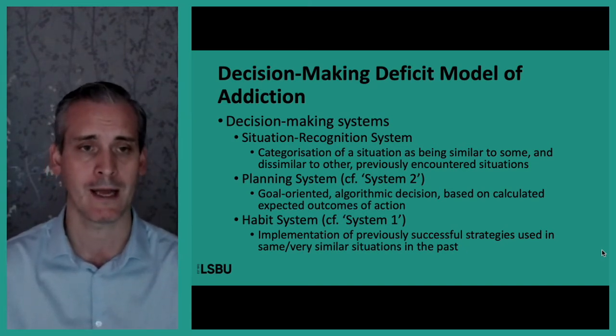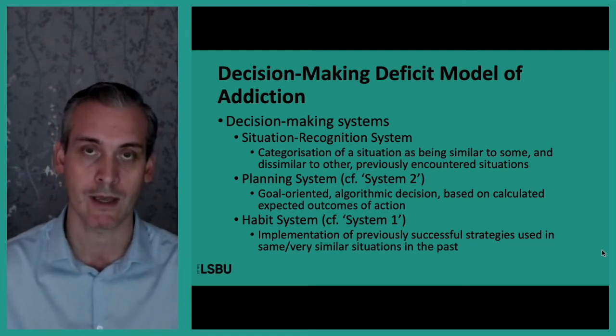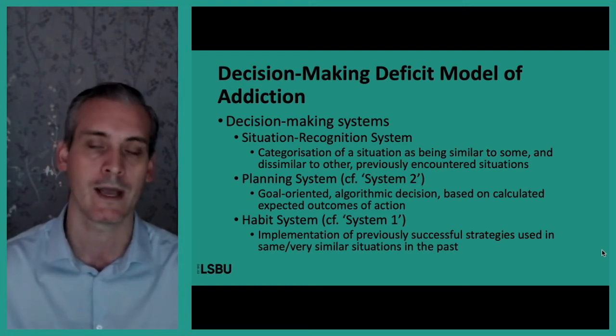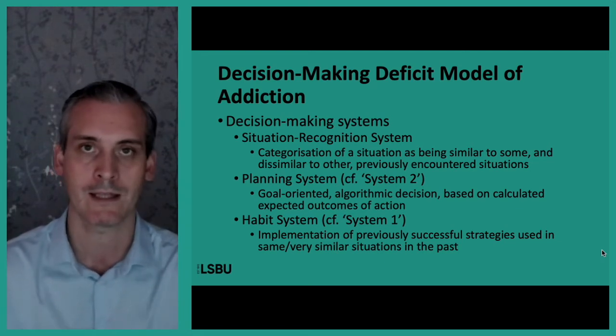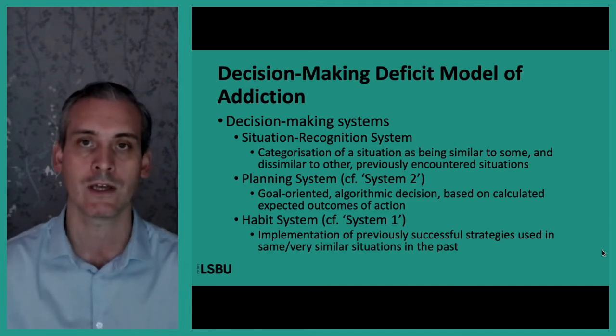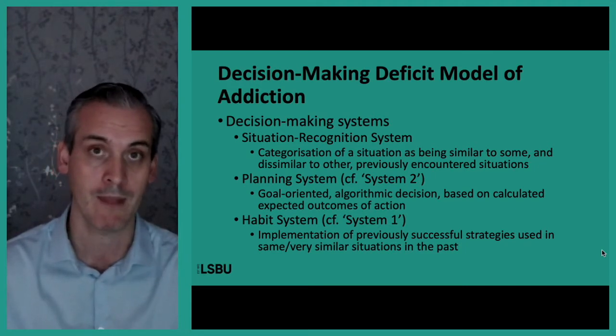The important thing to know about the planning system is it's goal-oriented. It's based on algorithmic decision-making. So when you're using your planning system, you're making decisions based upon information, weighing up pros and cons and so on and so forth, based on a calculated expected outcome. So if you make a decision using the planning system, then you're engaging in an effortful form of conscious thinking where you're making a decision about what the best thing is to do next.